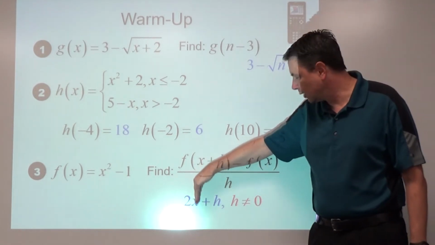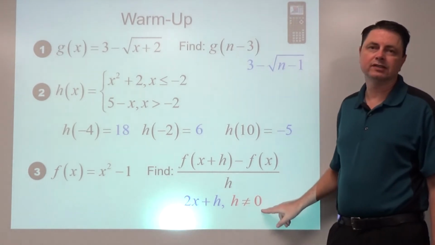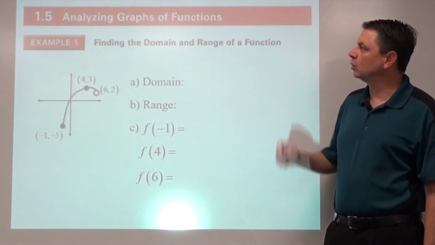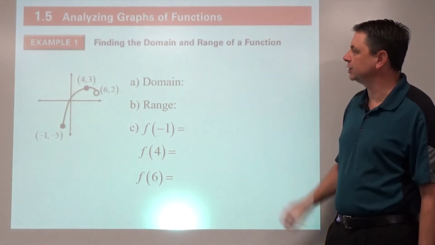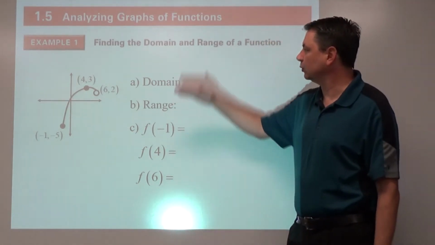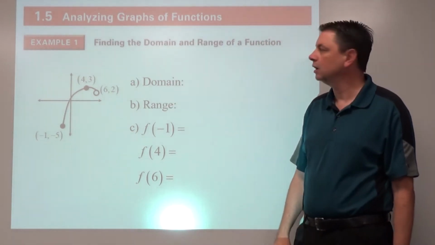You should have gotten 2x plus h, where h cannot equal 0. This is lesson 1.5, analyzing graphs of functions, taking a look at a function and its graph. Can we come up with domain, range, and some function values?